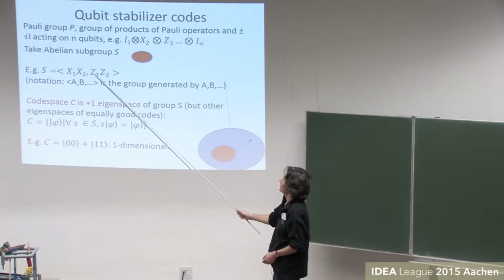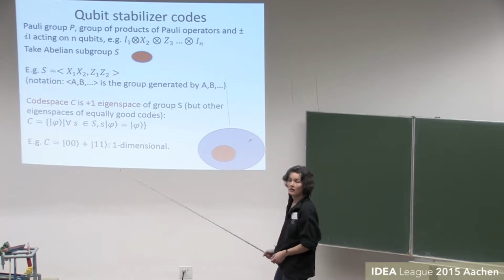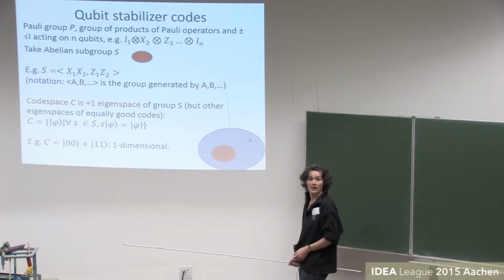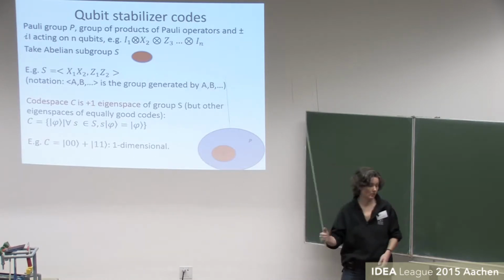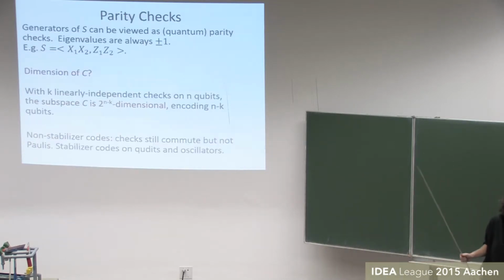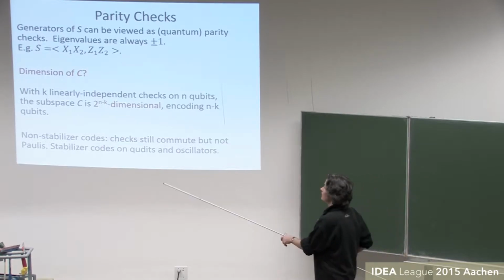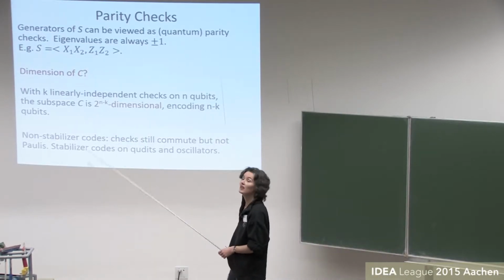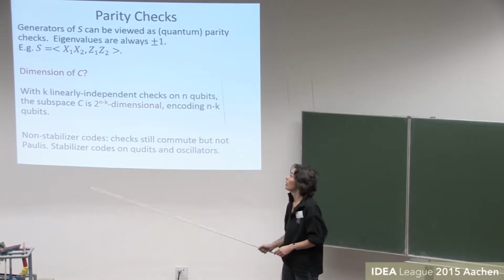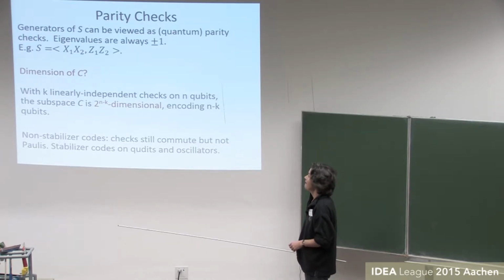What is the +1 eigenspace? Turns out it's just this state. It's a one-dimensional eigenspace. It's just the state 0, 0, +1, 1. Now, a general comment about the dimension. So this is a nice property that it's very easy to calculate the dimension of the code space. Okay, so that's this statement.